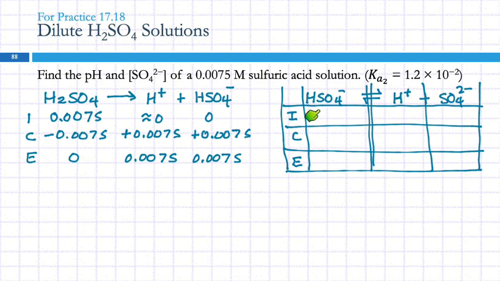What's the initial concentration of HSO4⁻? It's this 0.0075. What's the initial concentration of H⁺? Also 0.0075. How about sulfate ion? 0.